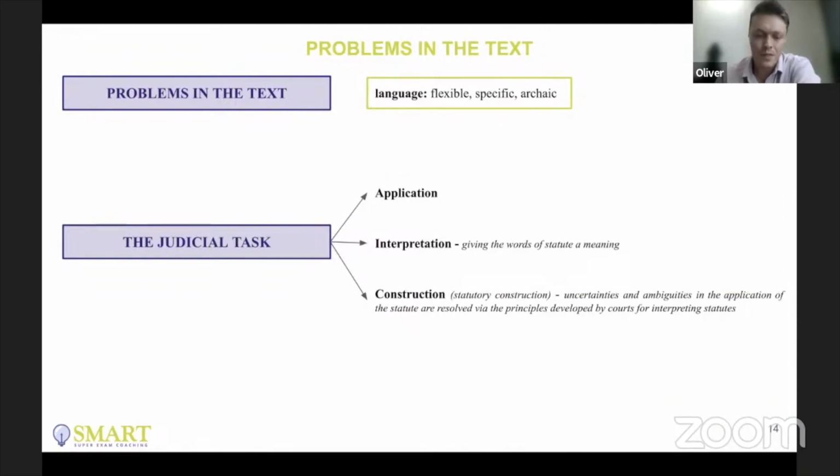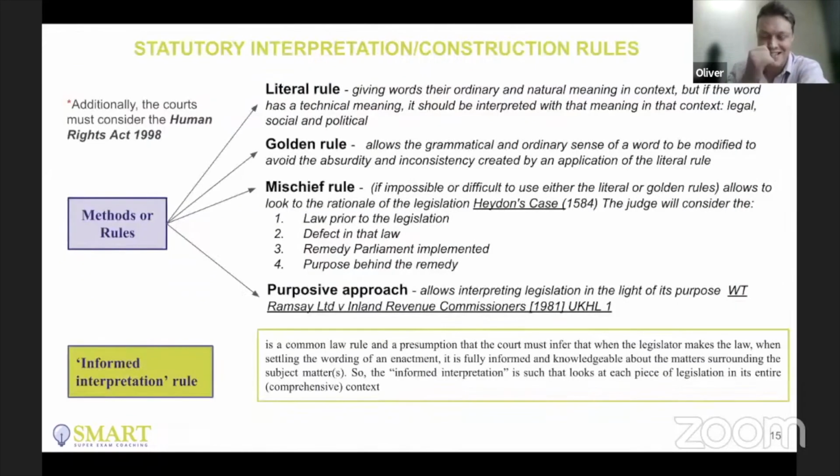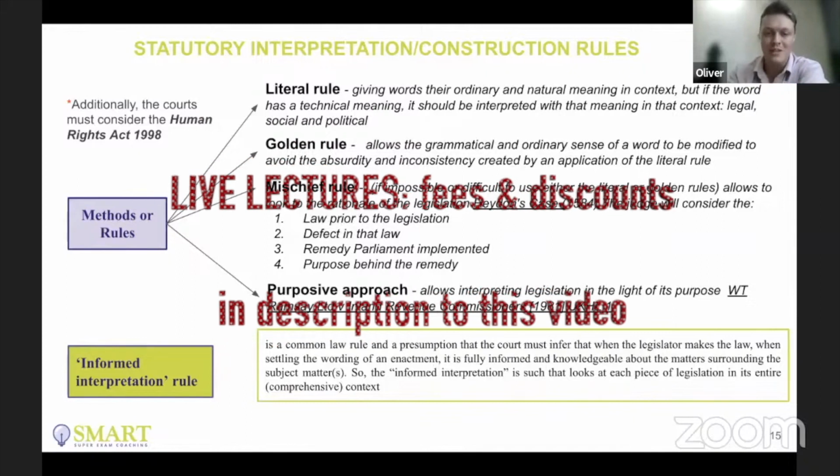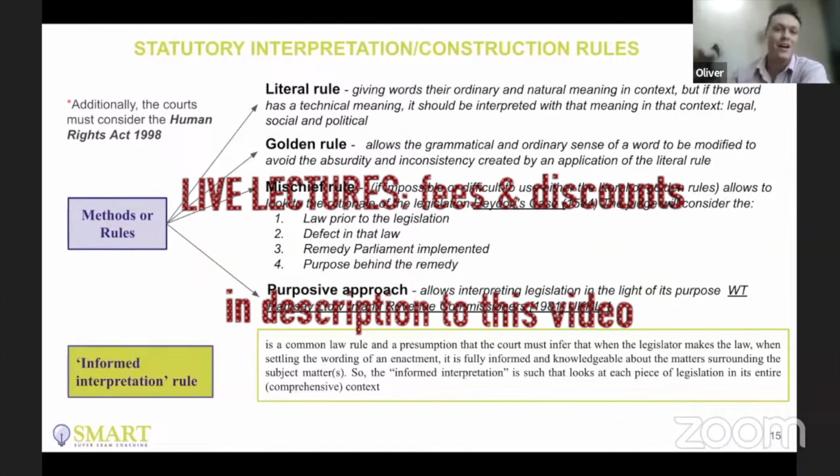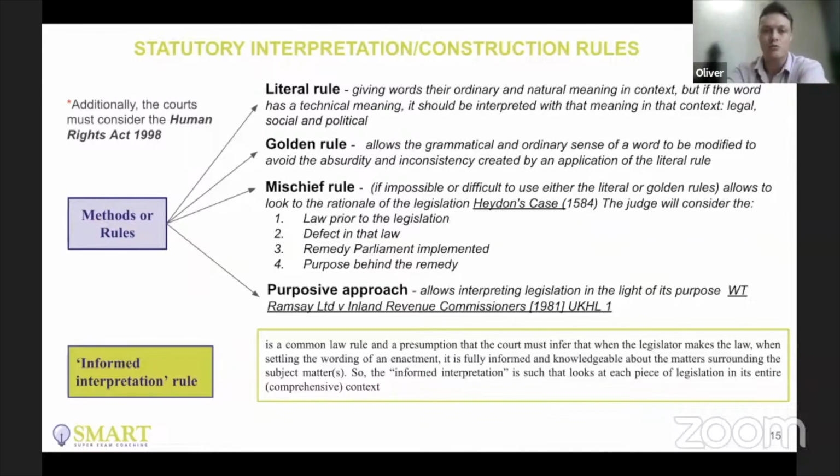We have interpretive rules, as we see. Sorry, Olga, I need to jump between the slides again. Interpretive rules like here, the literal rule, the golden rule, the mischief rule. Construction is more about approach, where we have things like a literal approach or a purposive approach, which beneath, I would say, sit things like the literal rule, the golden rule, mischief rule. So that is broadly the difference between the two, construction and interpretation.